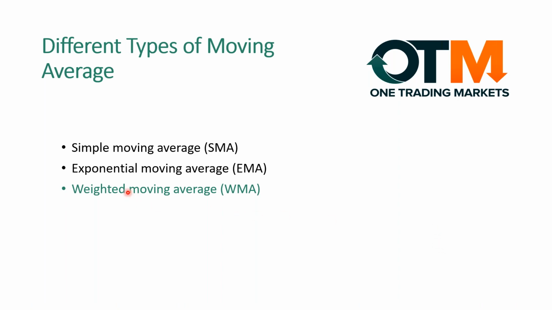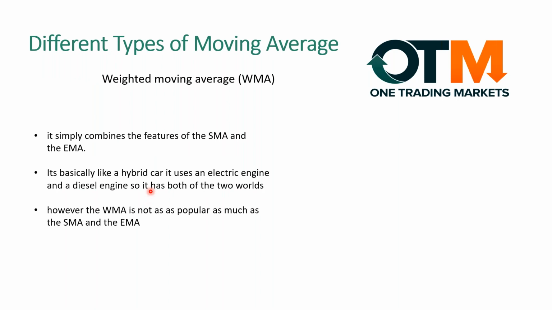The third type is called the weighted moving average, or WMA. Now, let me explain it to you like this. Think about the weighted moving average as a hybrid car. Okay, it has a diesel engine and it has an electric engine. So the weighted moving average basically combines the features from the simple moving average and the exponential moving average.